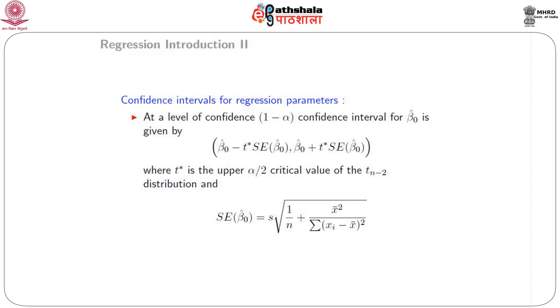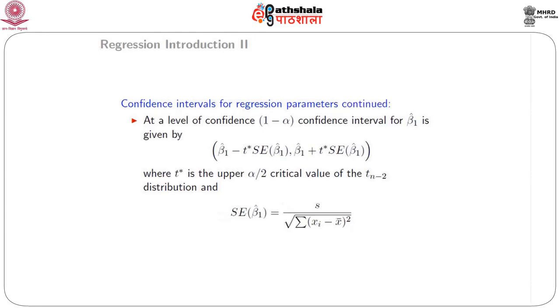And as I have mentioned before, we do not know what the value of sigma is, so we replace sigma by S. And the confidence interval for the slope parameter in a regression setup is at a level of confidence 1 minus alpha. The confidence interval for beta 1 is given by beta 1 hat minus t star times S e of beta 1 hat and beta 1 hat plus t star times S e of beta 1 hat, where t star again is the upper alpha divided by 2 critical value of the t n minus 2 distribution, and standard error of beta 1 or S e of beta 1 equals S divided by square root of summation xi minus x bar whole square.